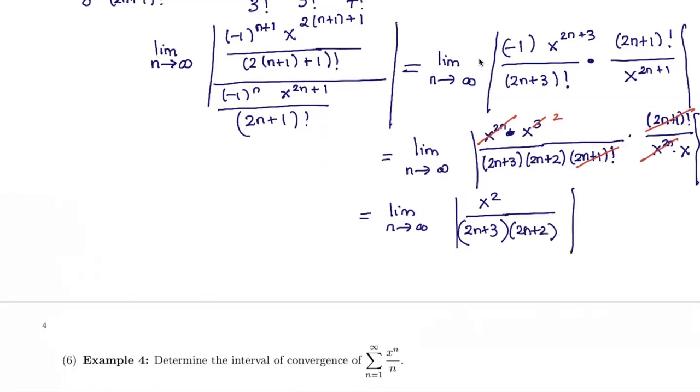Now, x squared is always a positive number, which means we can pull it out and we don't need the absolute values. And our sequence is also always positive, and we see that it goes to 0, which is always less than 1. And so this implies, since the limit is always less than 1, regardless of the value of x, that our radius of convergence is infinity.